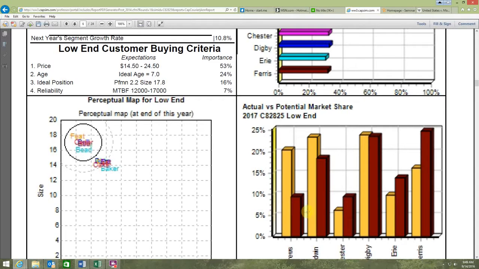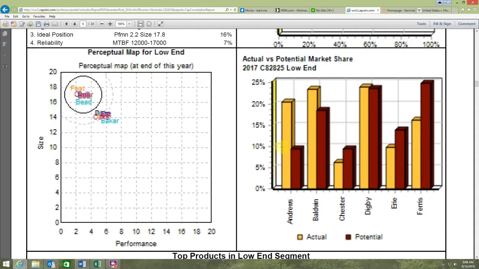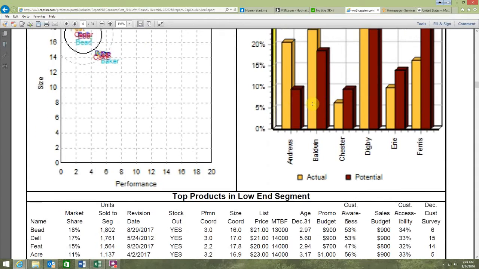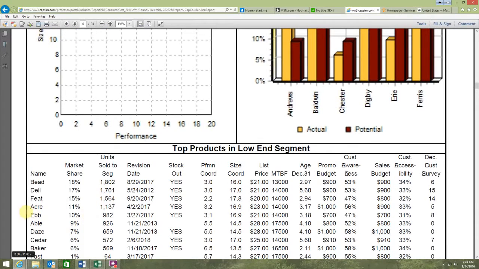And so they had to fill some of that demand by selling some of the more traditional products, and Andrews is the team that really benefited from that. Baldwin to a little lesser extent. And you look at Acre was Andrews' main product there, but Able sold almost as much, and Able was its traditional product that just sold a bunch right there in the low end, because all of these ran out.